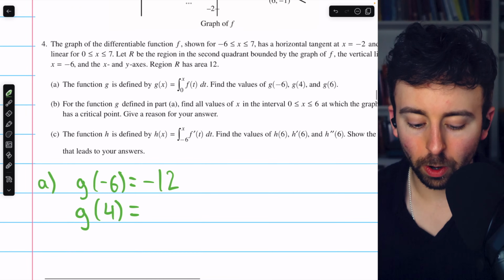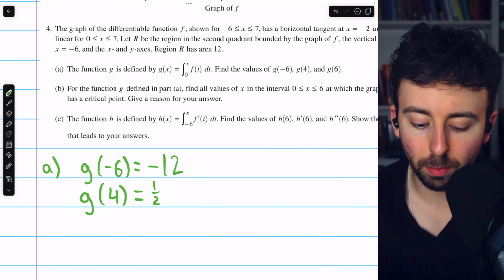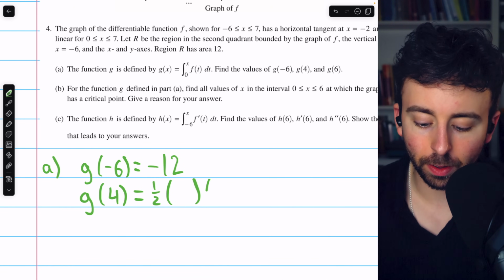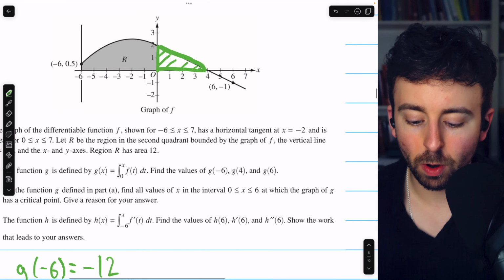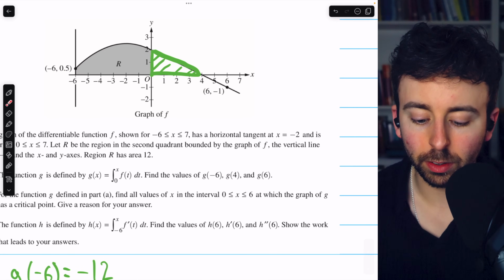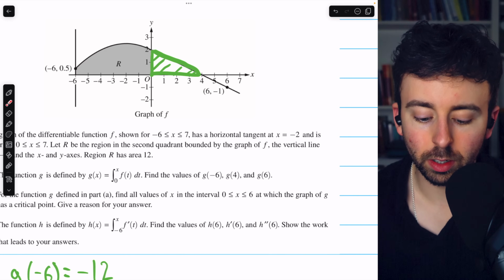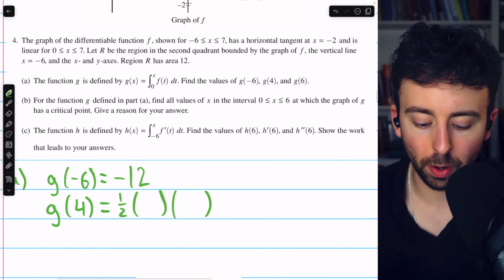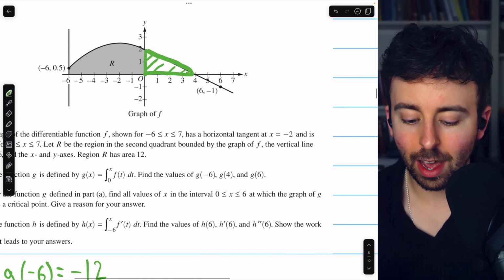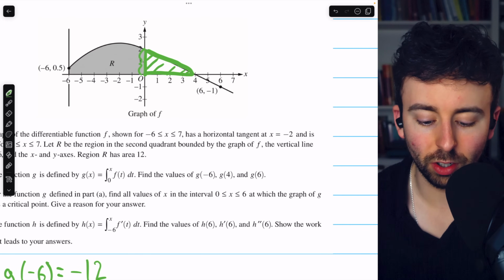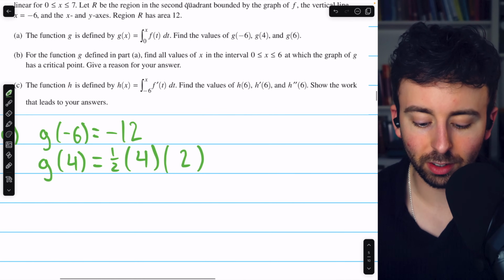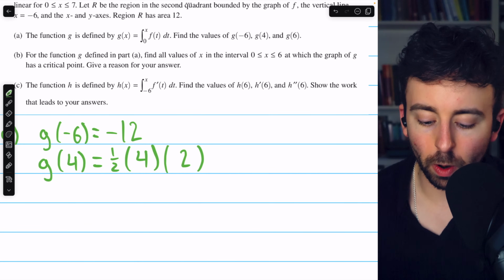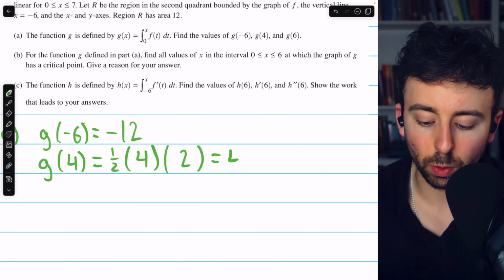So g of 4 is going to be 1/2 multiplied by the base of the triangle multiplied by the height of the triangle. The base of the triangle is just 4, from 0 to 4. So we will put 4 there for the base. And the height, we can see, is just 2. So our height there is 2. 1/2 times 4 times 2 is equal to 4.